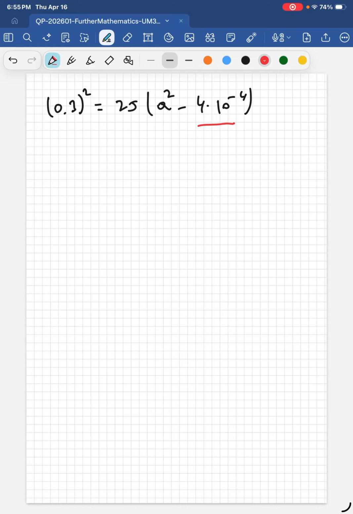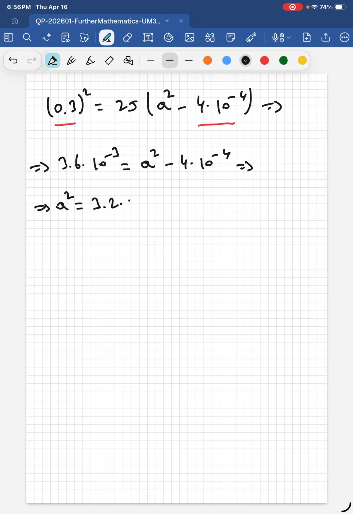So now all you have to do is to solve for a squared. So 3.6 times 10 to the negative 3 is equal to, let me see, a squared minus 4 times 10 to the negative 4. So a squared is 3.2 times 10 to the negative 3. So a is 0.06 meters. So we find a very round number. Very nice result. Okay, done. So part B is done.